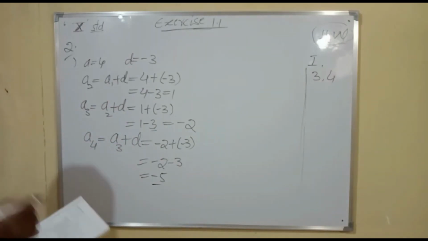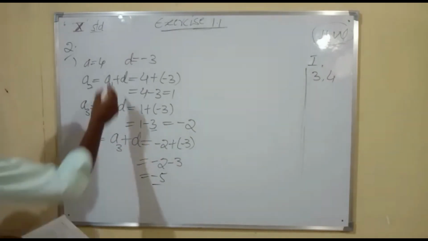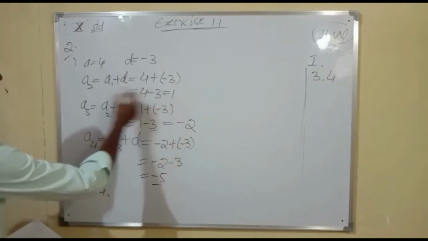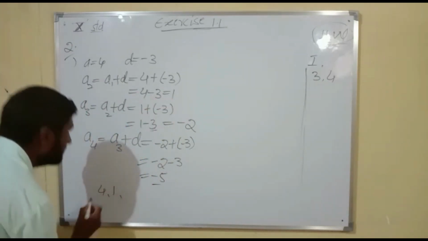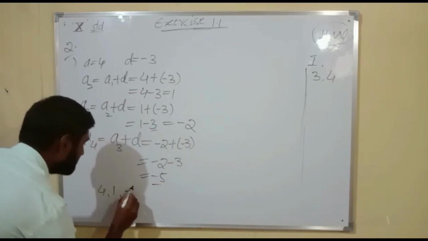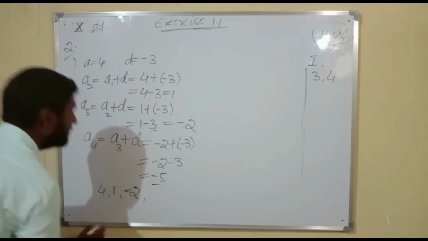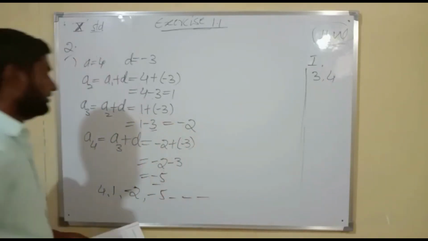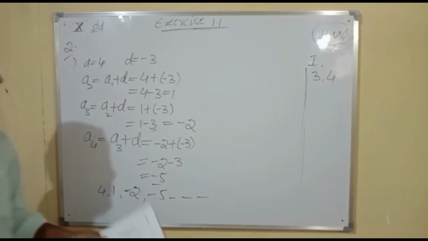Okay, so the arithmetic progression we get is, see, if A is 4, again A2 it is 1, and A3 it is minus 2, and A4 it is minus 5. Okay, this is the arithmetic progression that will come.